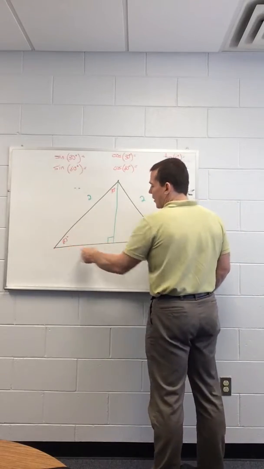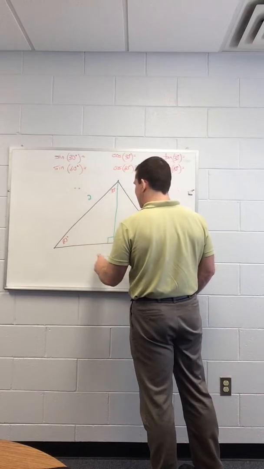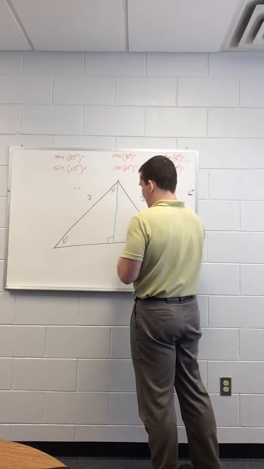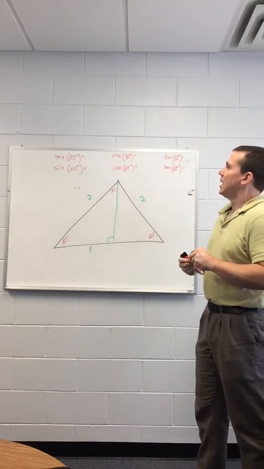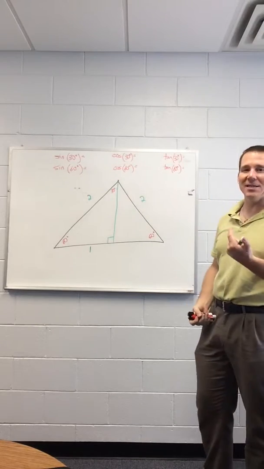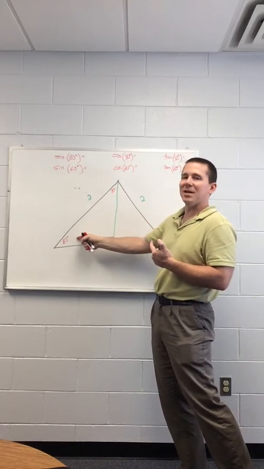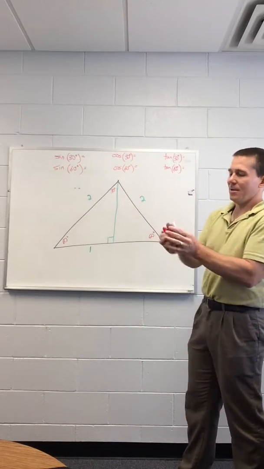Down on the bottom here, the whole length was 2. Since I bisected, this length is now 1. But now I can easily find sine and cosine and tangent of 30 degrees and 60 degrees because I have those angles right here on my right triangle. I just need to find this side right here.